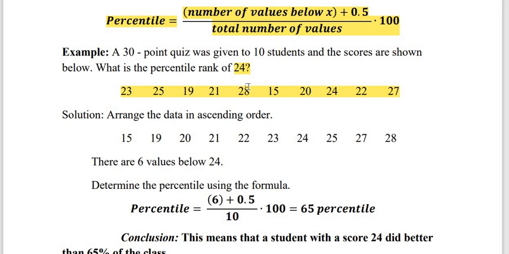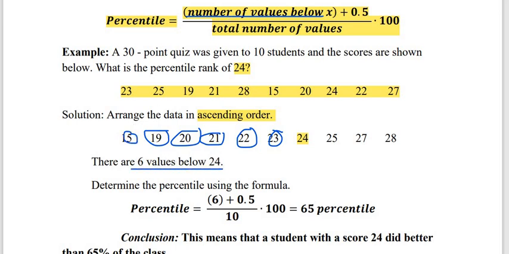So, the first thing to do is to arrange the data in ascending order. So, tandaan, laging ascending order paangat. So, we started from 15 going to 28. Now, locate your data. Our data value is 24, right? Then, count the number of data below. Kasi, kailangan natin yan sa formula na ito. Number of values below x. So, count natin to. 1, 2, 3, 4, 5, 6. That's why there are 6 values below 24.